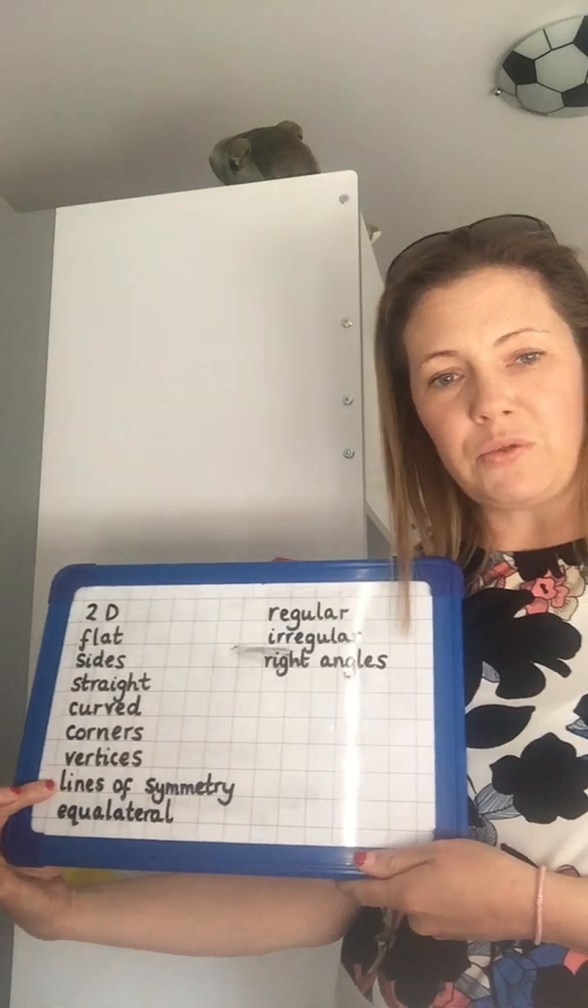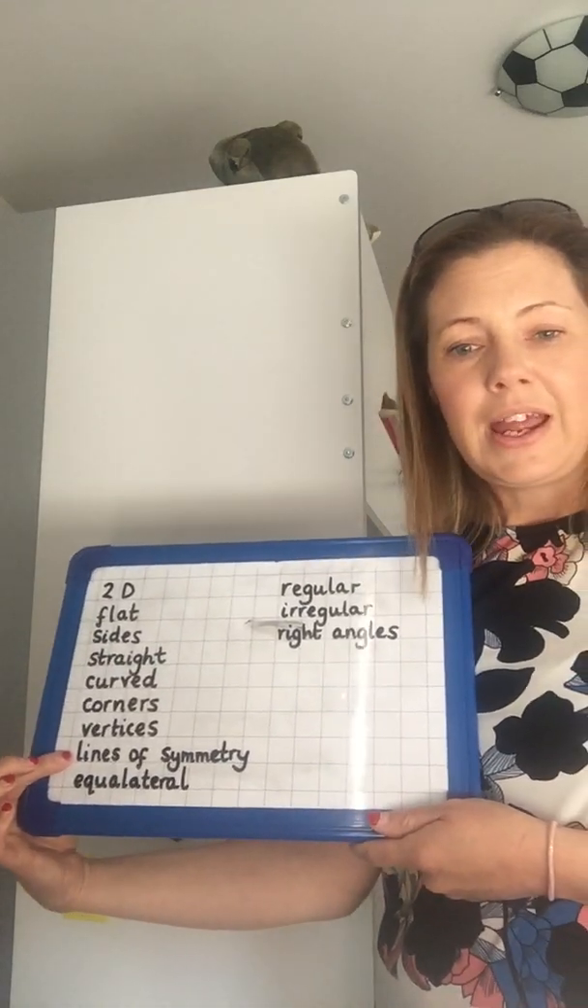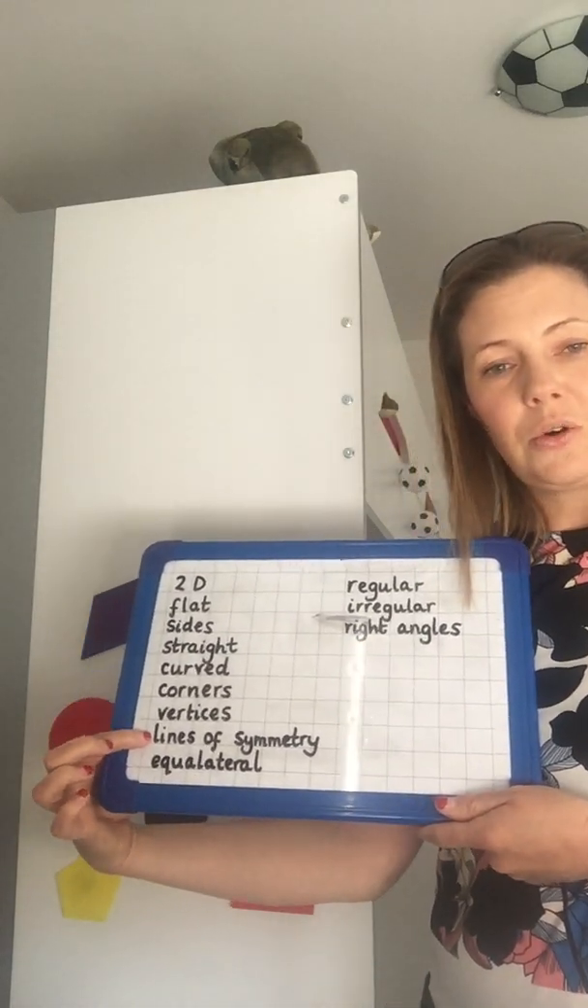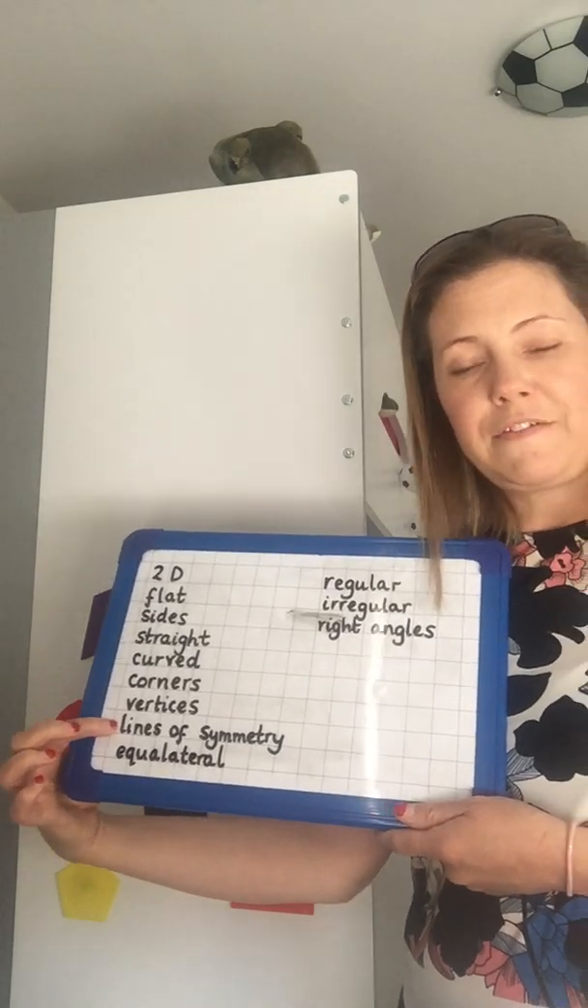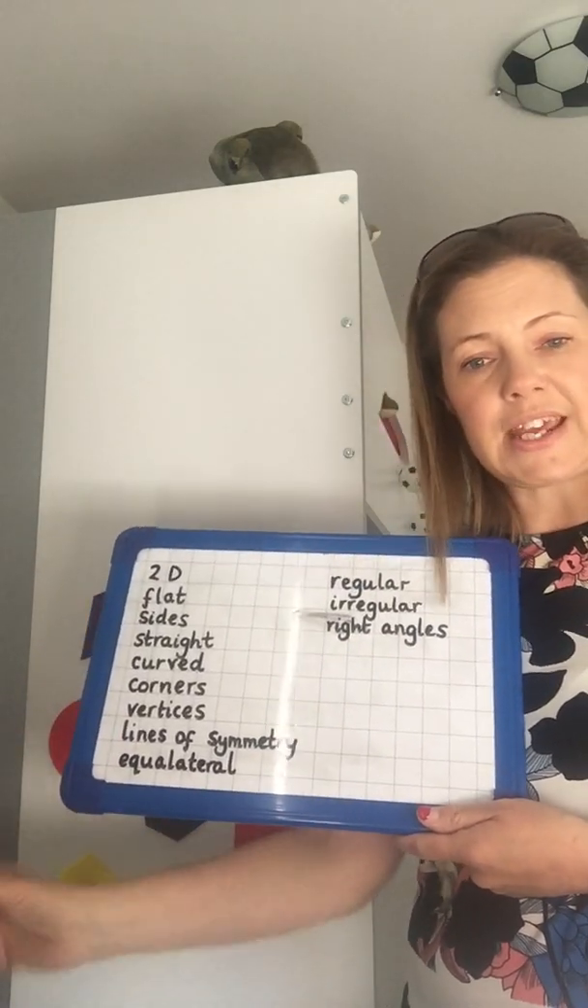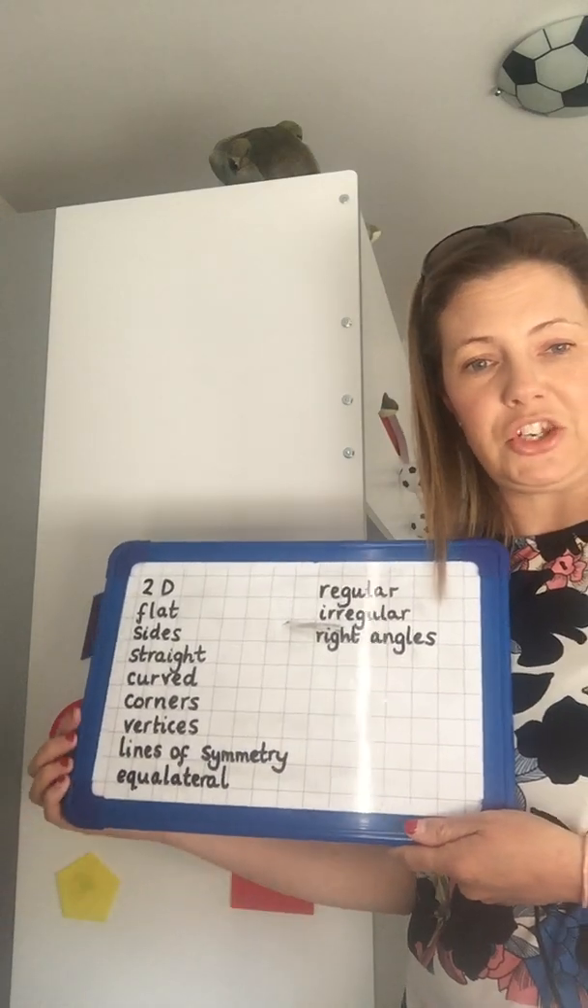And we also looked at lines of symmetry. So we looked at when we folded those shapes in half, if you remember, they were symmetrical or had a line of symmetry if the two halves of the shape were the same on both sides, if they were a mirror image of each other.